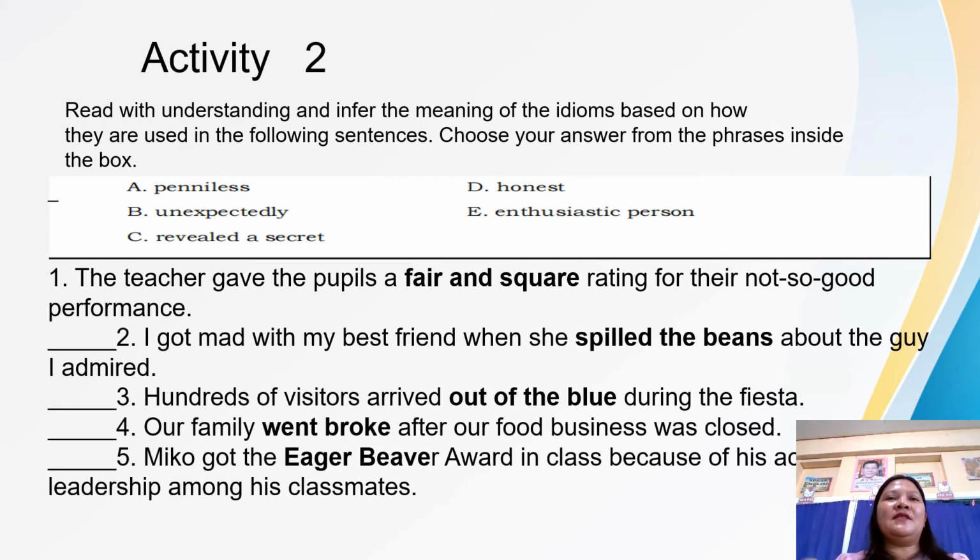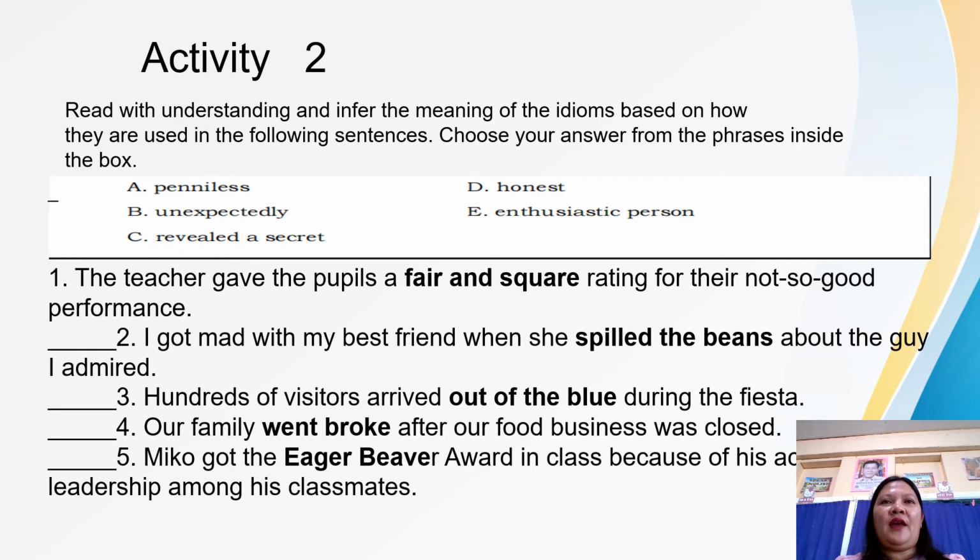Read with understanding and infer the meaning of the idioms based on how they are used in the following sentences. Choose your answer from the phrases inside the box. A. Penniless. B. Unexpectedly. C. Revealed a secret. D. Honest. And E. Enthusiastic person. Are you ready? Number 1.